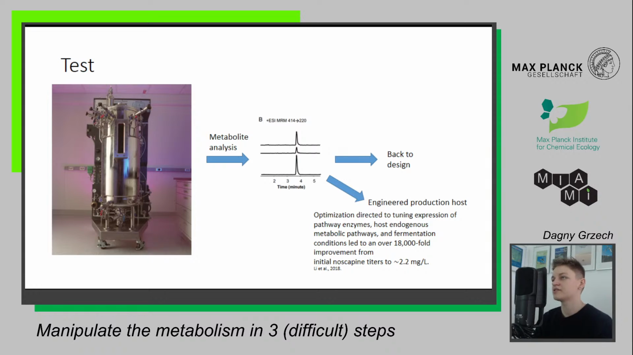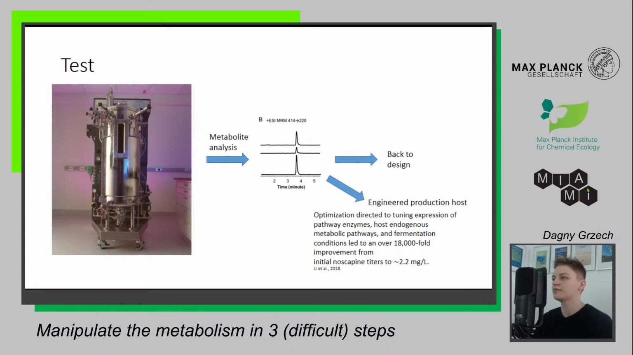And in here I just have this short citation from the Lee et al. 2018 paper. I just put it here because I think it's quite impressive what they achieved. Optimization directed to tuning expression of pathway enzymes, host endogenous metabolic pathways and fermentation conditions led to an over 18,000-fold improvement from initial noscapine titers, and the final noscapine titers that they obtained were 2.2 milligrams per liter. So 18,000-fold improvement, I think, is very impressive.